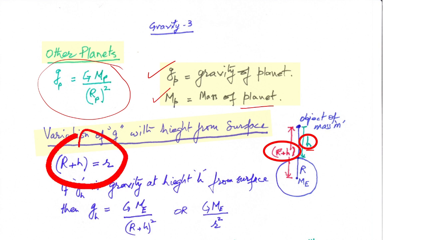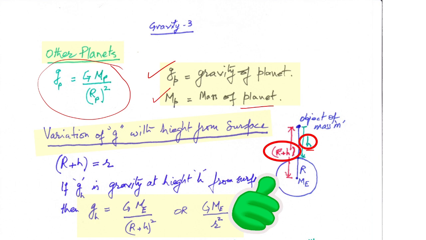Now we apply the same formula, the formula of relation between small g and capital G. So we have gravity at that height will be equal to G multiplied with mass of Earth divided by r plus h whole square, and we'll be able to find the gravity value at any height from the Earth now with the help of this formula.